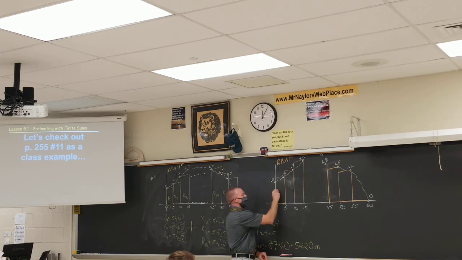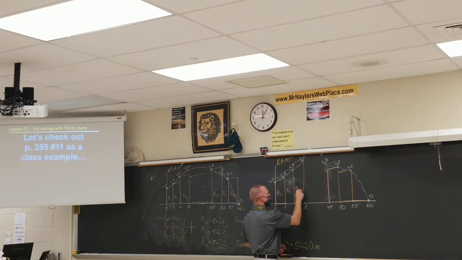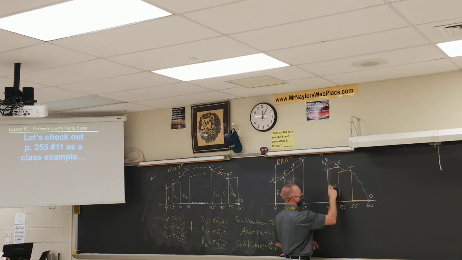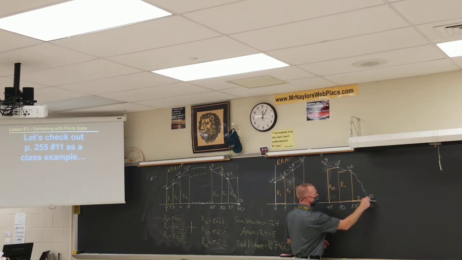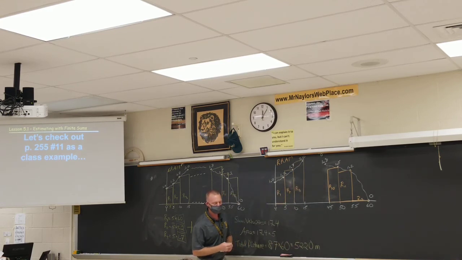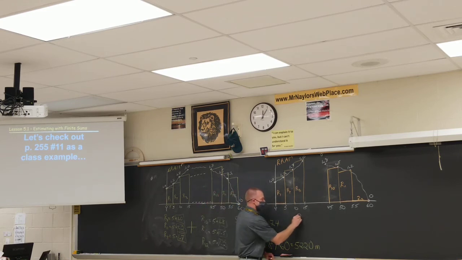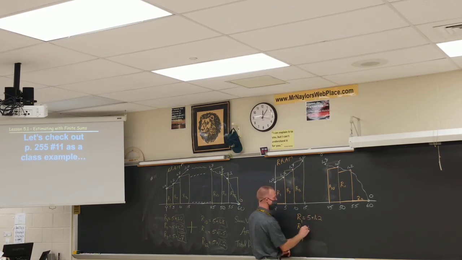Rectangle 1, rectangle 2, rectangle 3, dot, dot, dot, rectangle 10, rectangle 11, technically rectangle 12, but it doesn't have an area. They're all 5 bys. Not 5 guys, but 5 bys. So it's 5 by 1.2. It's 5 by 1.7. It's 5 by 2.0.